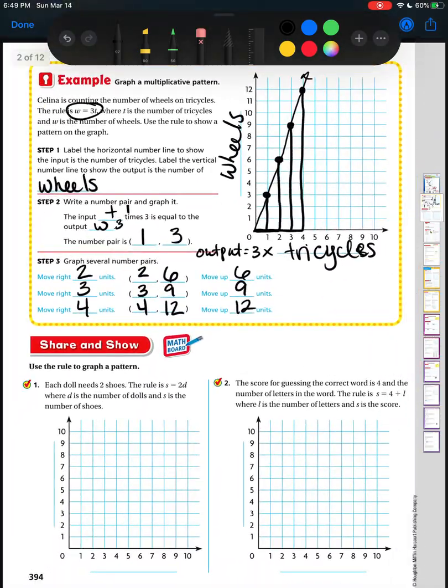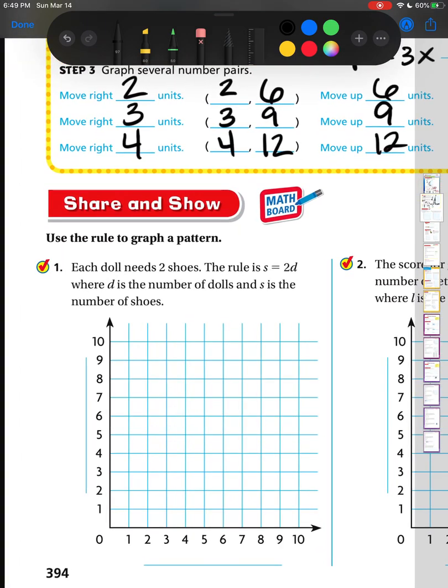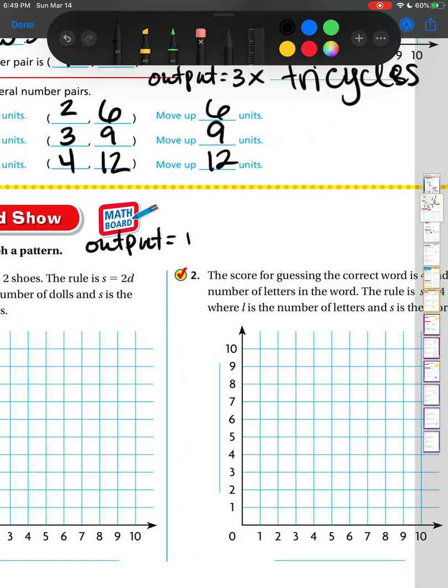Let's try 2 more. We're going to just graph the rule. Each doll needs 2 shoes. The rule is S is equal to 2 times D, where D is the number of dolls and S is the number of shoes. So let's graph it. First, we need to figure out what is our input and what is our output. Remember, all of our rules is output is equal to our input, and then plus or minus something, or plus or times something, my bad. Plus or times something in this case.